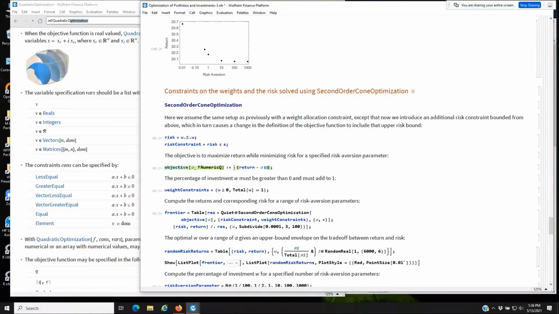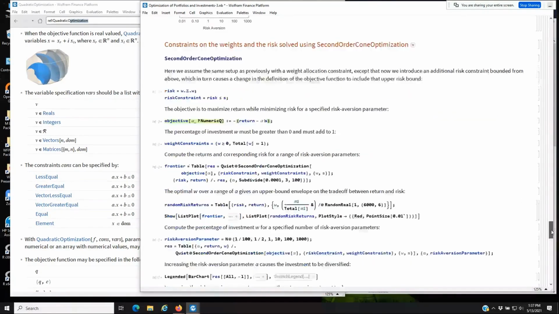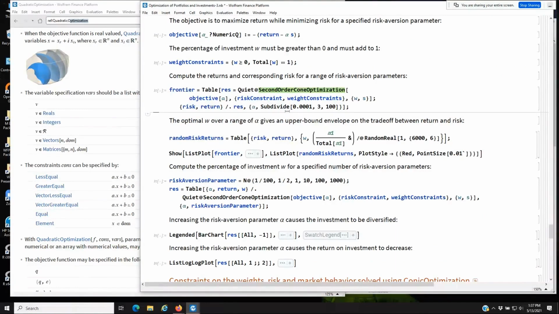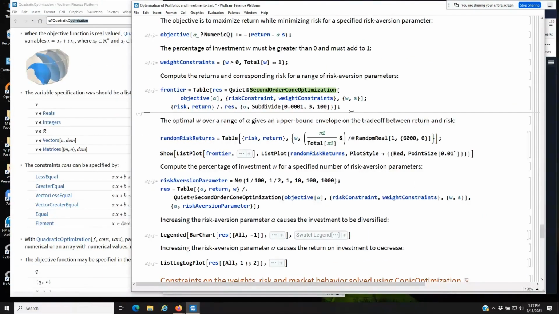Remember, I'm minimizing, and if I'm minimizing the negative return, I'm maximizing the return, and I'm minimizing alpha times S, where S is the upper bound for the risk, and alpha is our risk aversion parameter. The weights constraint remains the same, so everything is the same as beforehand. What we're seeing now, again, is the same structure. So it's essentially the same idea as before. I've got an objective function which depends upon the parameter alpha. So I set up a table for different values of alpha.